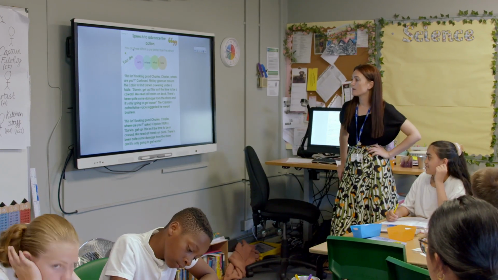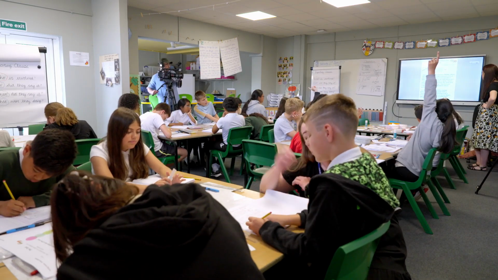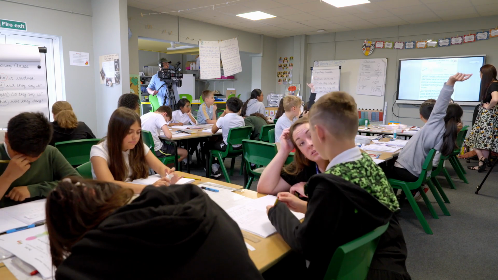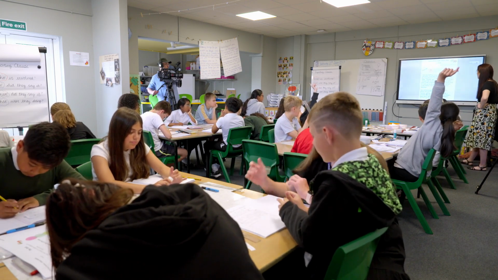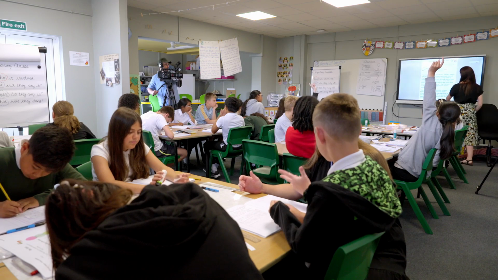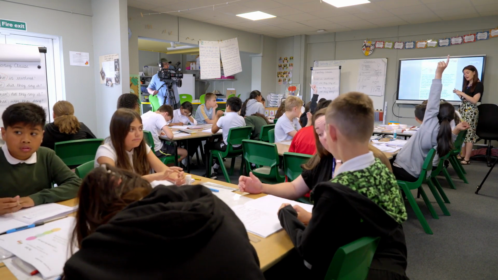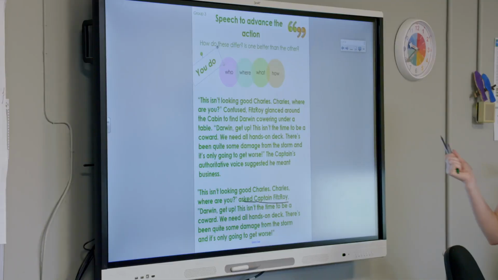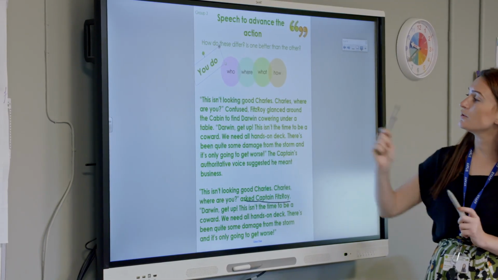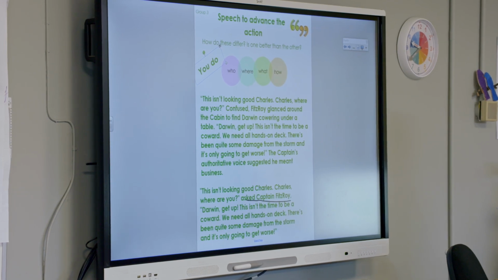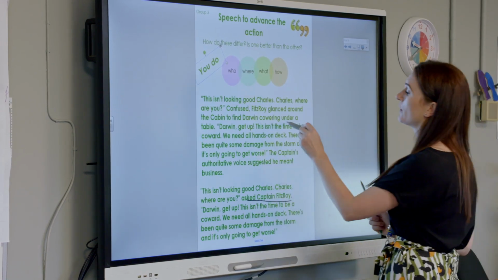"Charles, where are you?" asked Captain Fitzroy. "Darwin, get up. This isn't the time to be a coward. We need all hands on deck. There's been quite some damage to the storm and it's only going to get worse." So I'm looking at the reporting clause here. So asked Captain Fitzroy. I'm going to compare it to the reporting clause for the other one. Confused, Fitzroy glanced around the cabin to find Darwin cowering under a table.